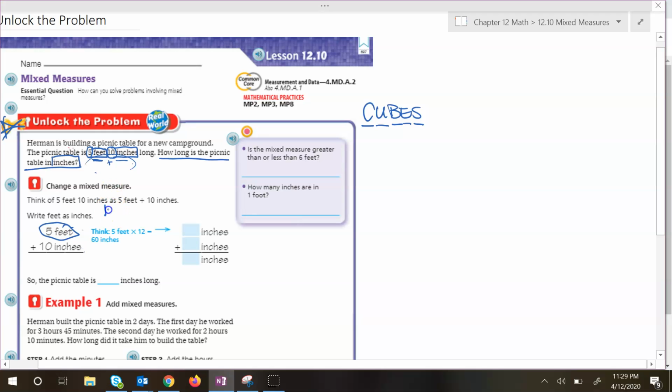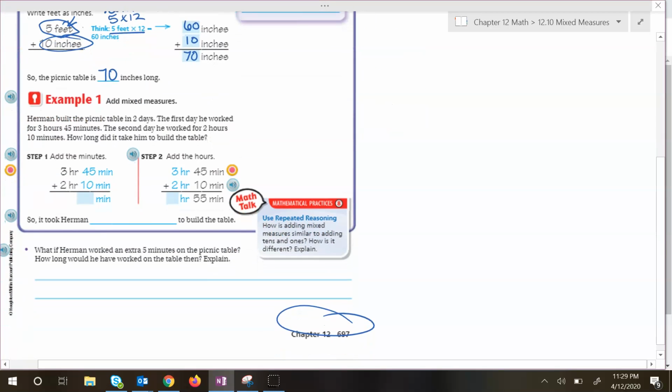We know that there are 12 inches in 1 foot, and we have 5 feet. So it would be 5 times 12. That's why they have this here. We know that 5 times 12 is 60, and we already have our 10 inches. Go ahead and pause and add, and you should have come up with 70 inches. The picnic table is 70 inches long. Let's look at example 1.